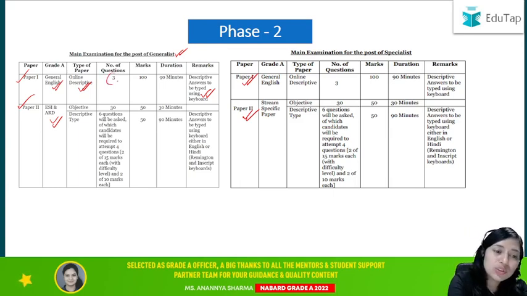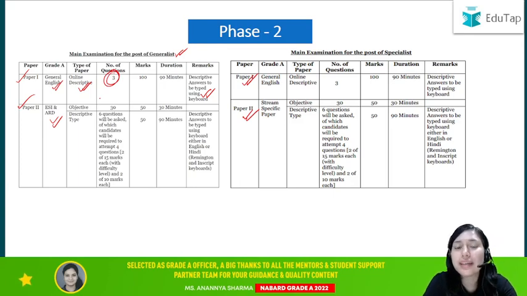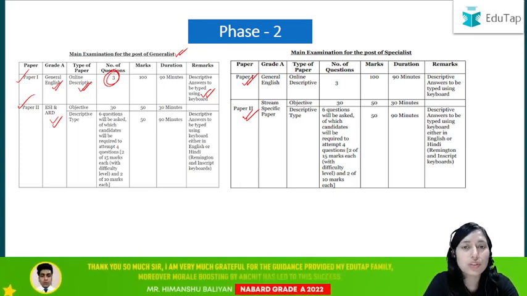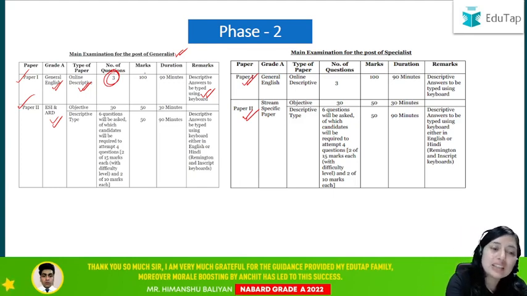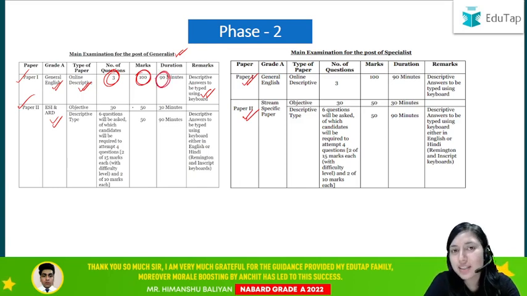There will be 3 questions, and these questions can be from reading comprehension, essay writing, précis writing, report writing, letter writing, or anything. The total marks here is 100 and the total duration given to you for typing these 3 questions will be 90 minutes. Clear? So that is your paper 1.